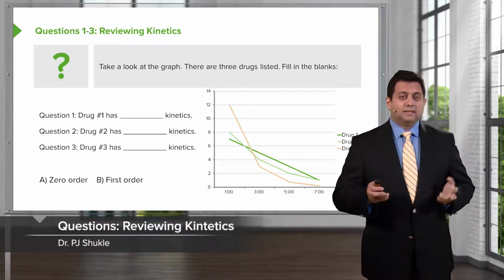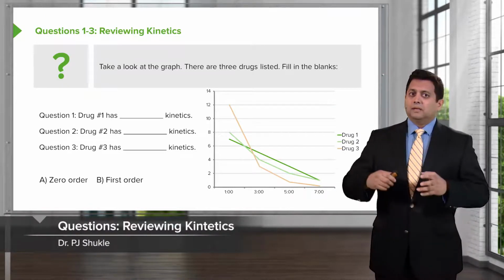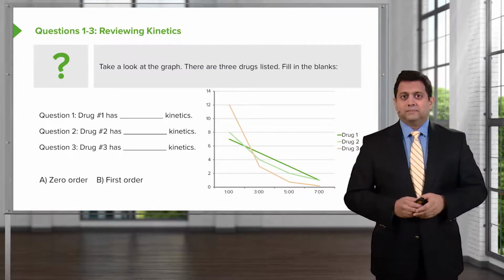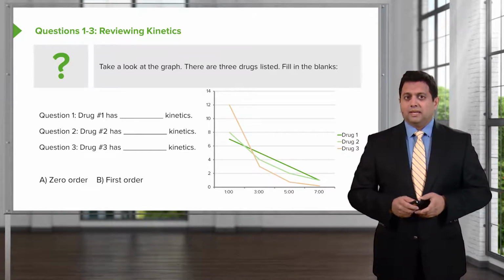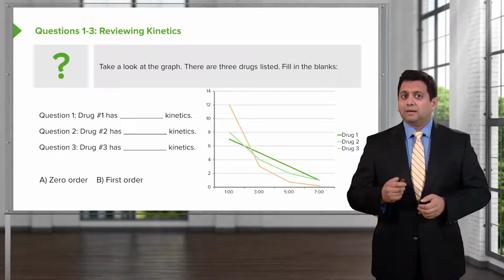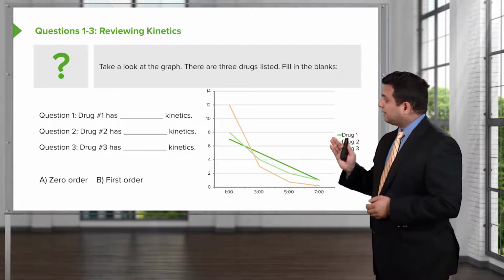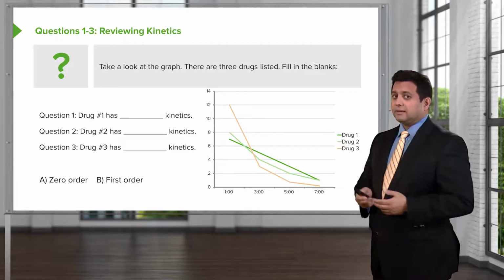Now let's take a look at this with a question. Take a look at this graph. There are 3 drugs listed here. Let's start with the dark green. Question number 1. Drug number 1 has what type of kinetics? Is that a zero-order kinetic or is that a first-order kinetic kind of elimination?